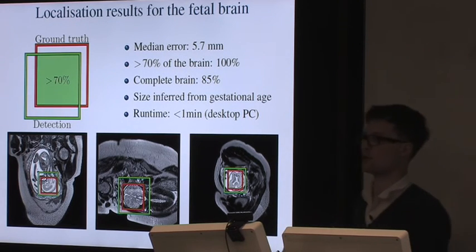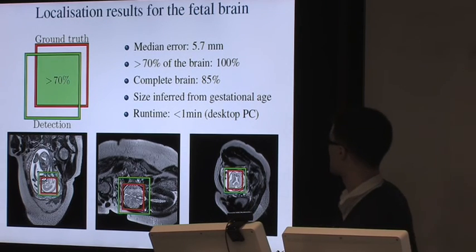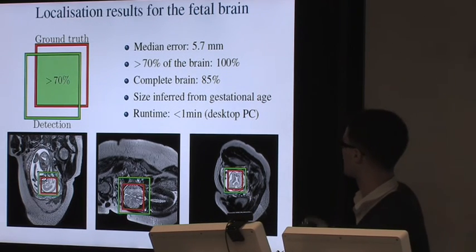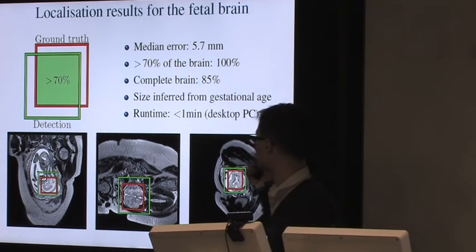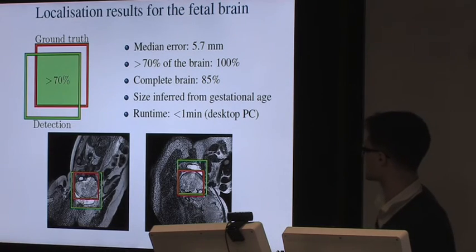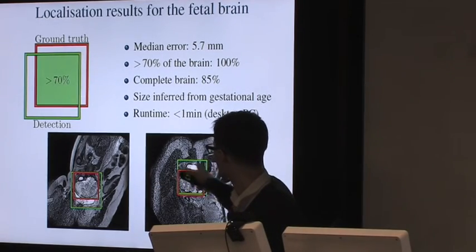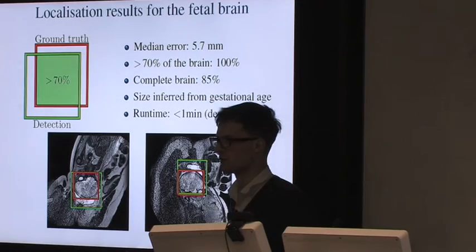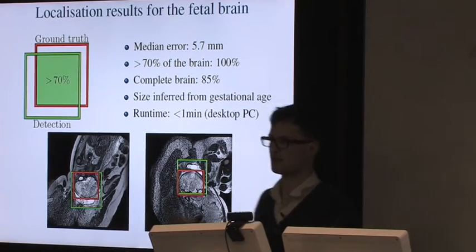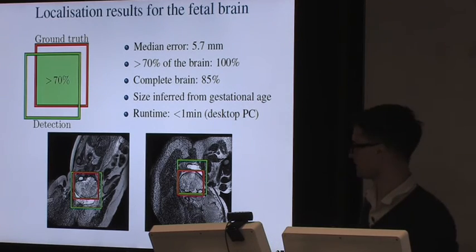And if we were asking for the whole of the brain to be included in the detected box, it happened in 85% of cases. And the runtime for this method is less than a minute on a desktop PC. Some examples of the worst cases happened because of the presence of the bladder of the mother, which shares similarity in terms of intensity patterns with the CSF in the brain. CSF being the liquids in the brain.